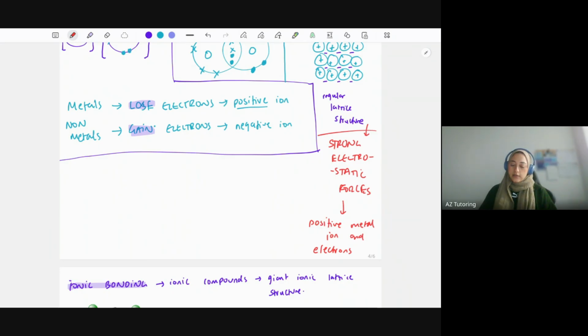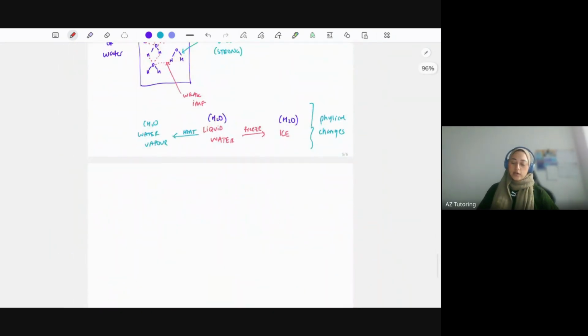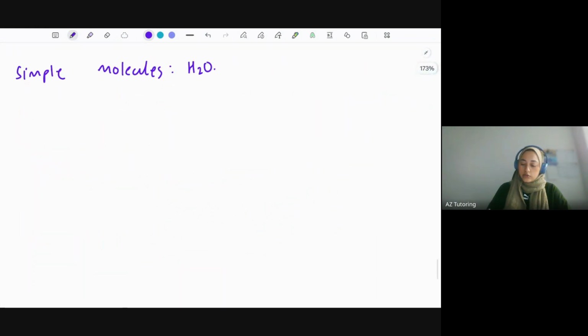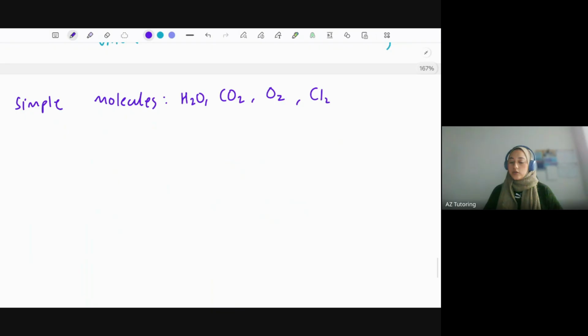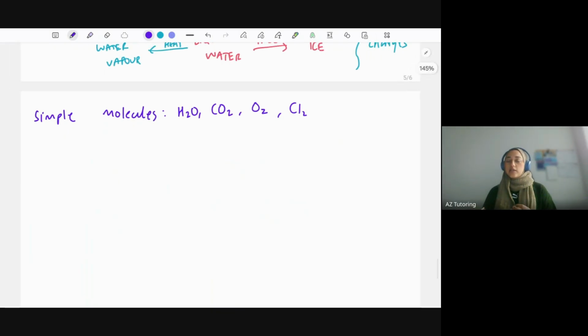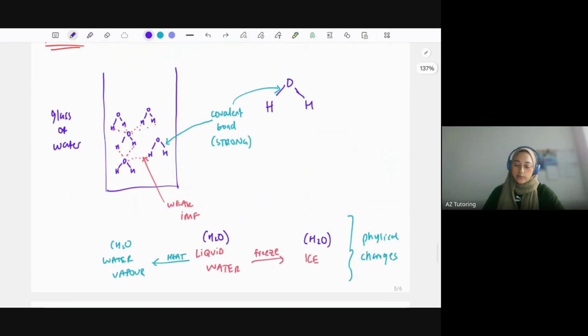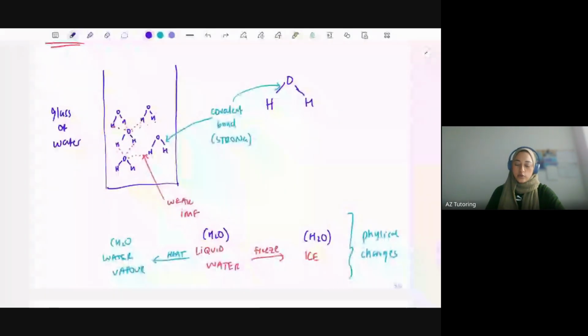I'll keep that there. So there's a few other things you need to know about covalent bonding. So we spoke about some simple molecules, such as water, carbon dioxide, oxygen, chlorine, and so on. And now you also know the reason why they're diatomic. They exist diatomically, meaning they've got two, because if there was just one, it's not a full outer shell, so therefore it's not stable. That's the reason why they bond with two. So they're simple molecules, and they're represented as we've just represented above, like with this glass of water.